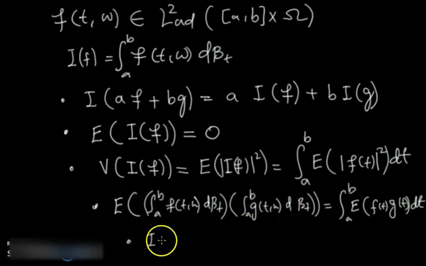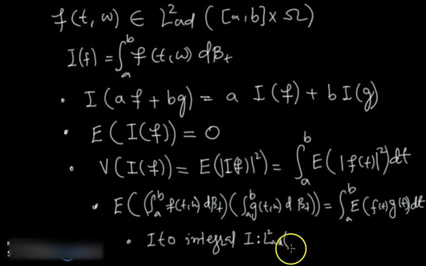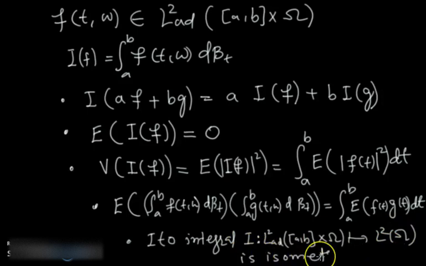Thirdly, the Ito integral I as a map from L to the space of adapted processes to L2 of omega is an isometry. So what is an isometry? Refer to metric spaces, and you will come to know what an isometry is. So these are some of the very nice properties of the Ito integral.